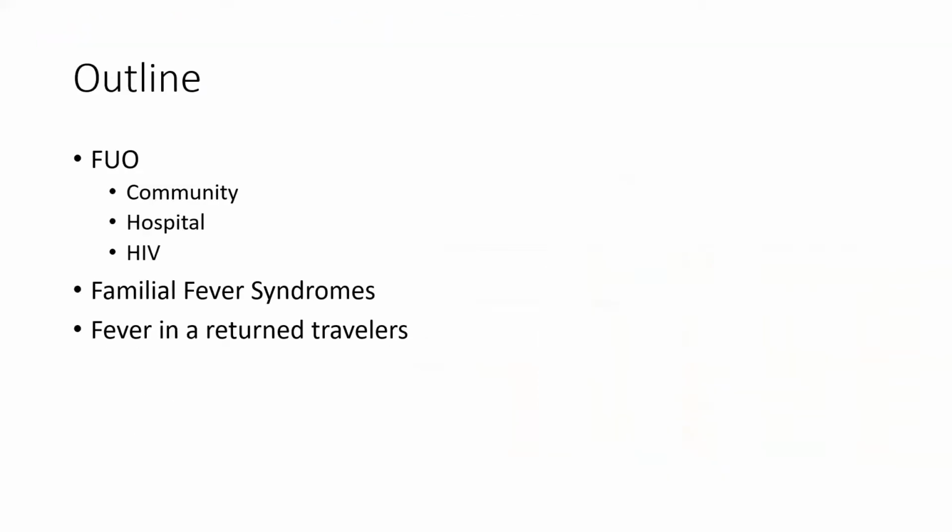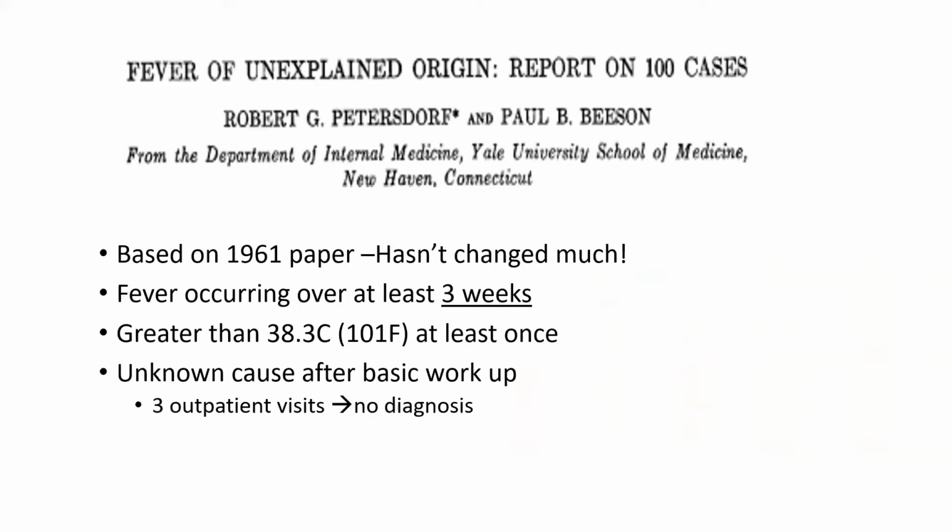So today, after setting that basis about what exactly is a fever, we're going to talk about fever of unknown origin, and we're going to talk about it in a couple different contexts. There are different definitions for FUO in the community, in the hospital, among HIV patients, and then we're also going to segue a little bit into some familial fever syndromes, as well as conclude with fever in a return traveler.